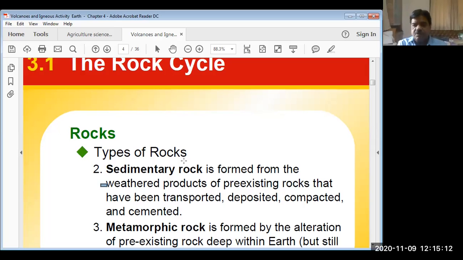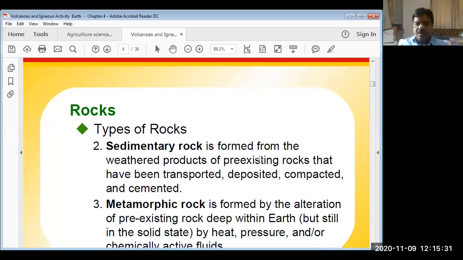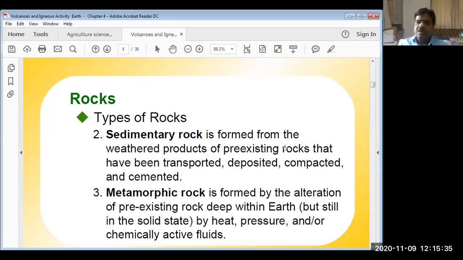Now this process takes about 800 to 1000 years. So this is a very slow process. Now what happens in this case, where sedimentary rock is made, then from sedimentary rock and from igneous rock, another kind of rock is made that is called metamorphic rock.